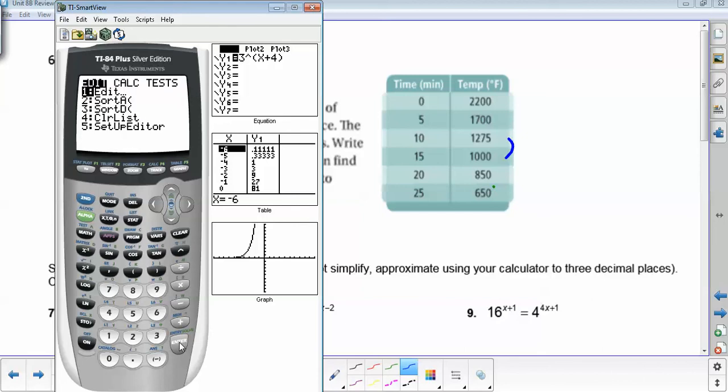Stat, and then edit your lists. If you have data in your lists already, you can go to the title of the list and press clear and then enter, and then that will clear out your whole list, and you can enter this data here. So pause for a minute and get all that data in your calculator. And then we're going to do an exponential regression. So we're going to press stat, calculate, and it should be choice 0. So if you scroll down your list, you should get there.